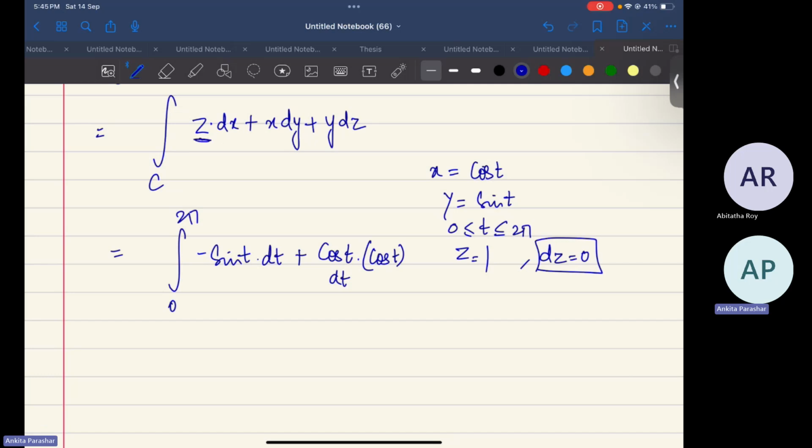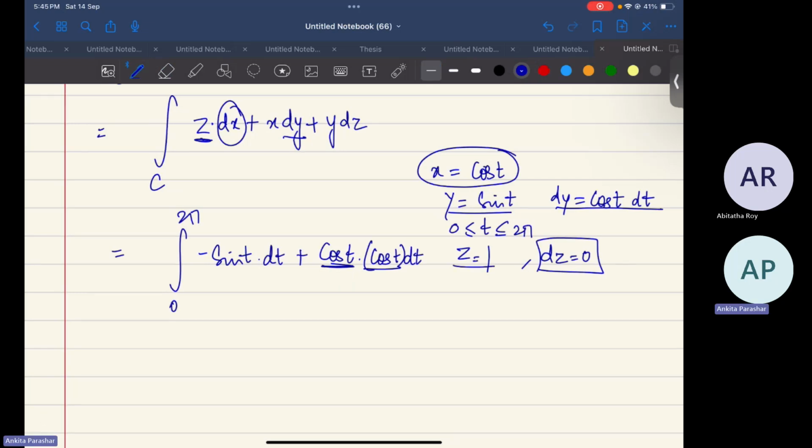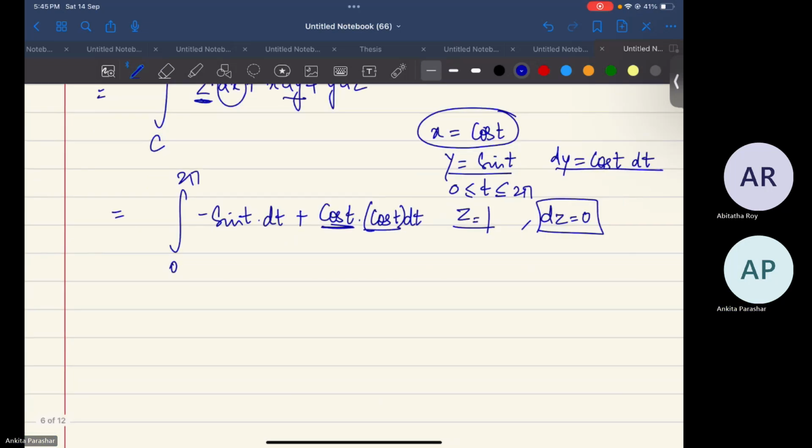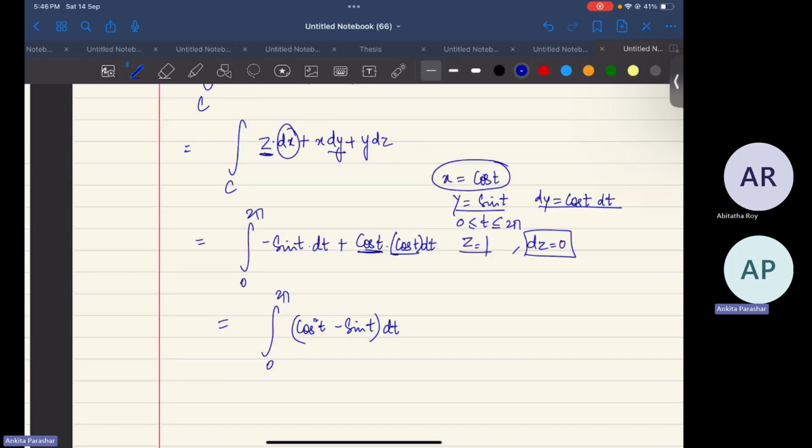Z is 1, and then dx is nothing but minus sine t dt. X is cos t times dy, and dy is cos t dt. So I have written that part. And plus y dz, but z is constant, therefore dz has to be 0. So it is the integral from 0 to 2 pi of cos square t minus sine t dt. This is all. Is that fine?